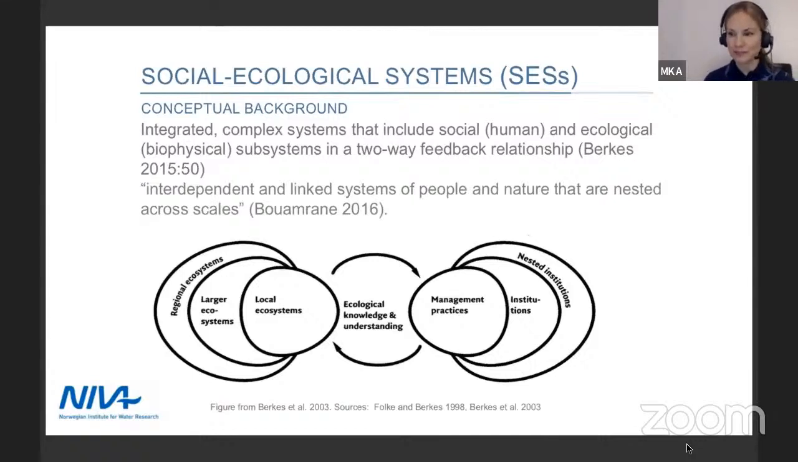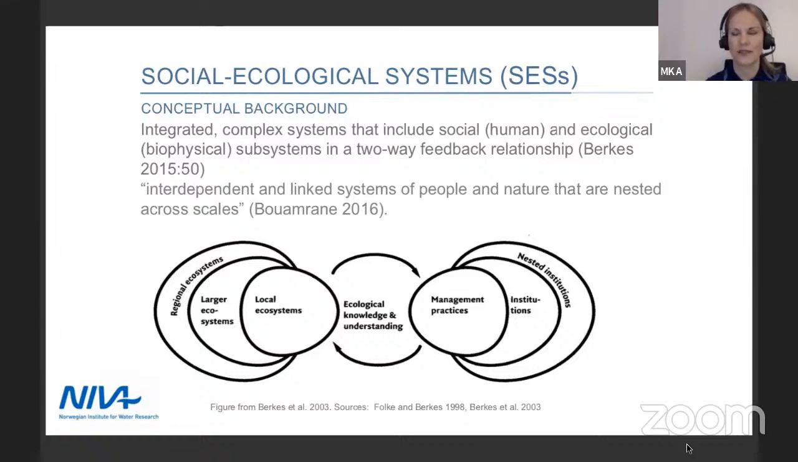So this concept is often defined as integrated complex systems that include a human and an ecological subsystem that interact in a two-way feedback relationship. The interdependent and linked systems of people and nature nested across scale is another popular definition. This concept has emerged from ecology, but later also moved on to other disciplines, and it's interdisciplinary. It was originally used to study the interactions between social and ecological systems, for example, as shown in this figure, connecting ecological management practices to social mechanisms, local management approaches, institutions, and so forth.